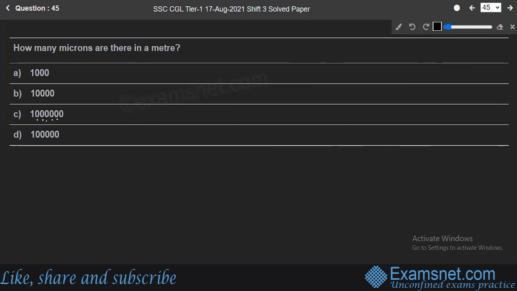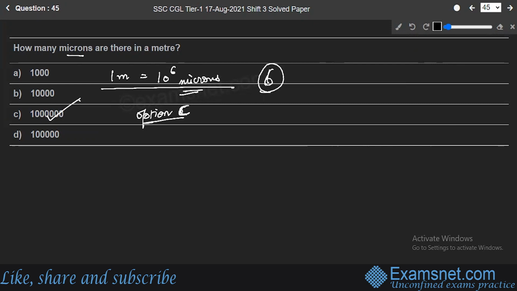Well, if I'm talking about microns, 1 meter is equal to 10 raised to power 6 microns. A micron is a metric unit of measurement where 1 micron is equivalent to 1/1000th of a millimeter, or you can simply say 1 meter is equal to 10 raised to power 6 microns. Option C is the correct answer to our question. Wherever you have micro, generally it goes in the power of 6. So next question number 46.